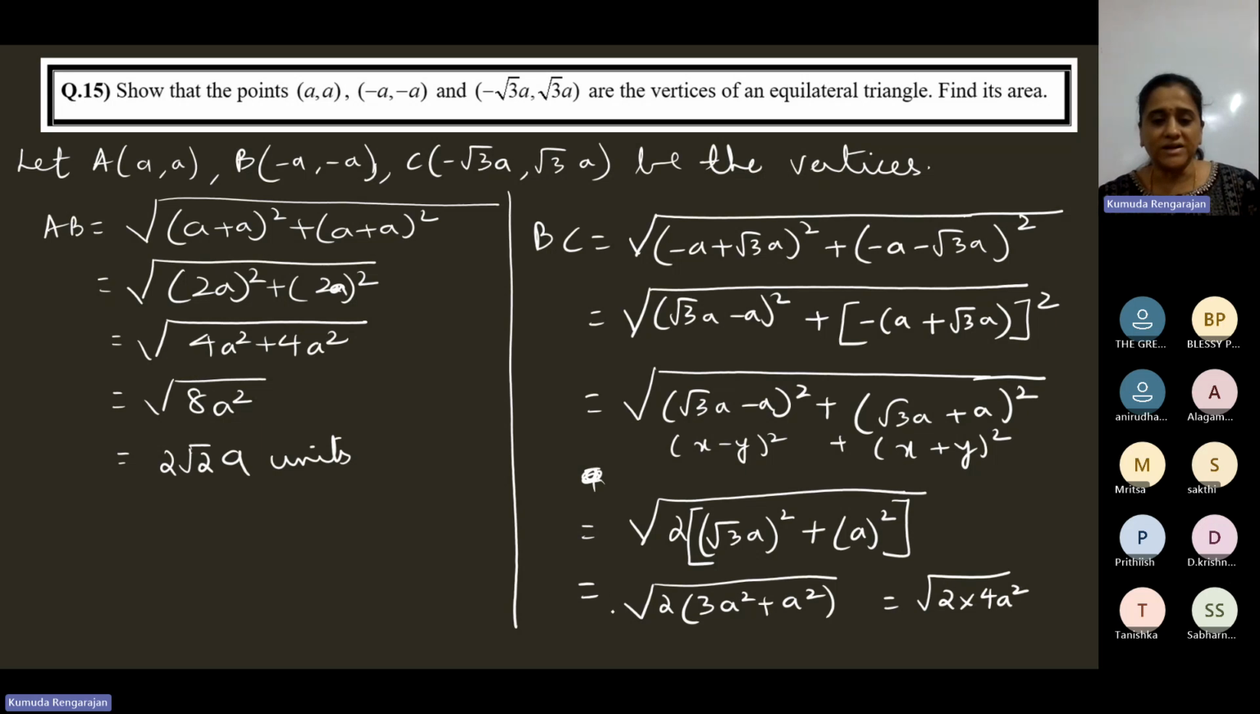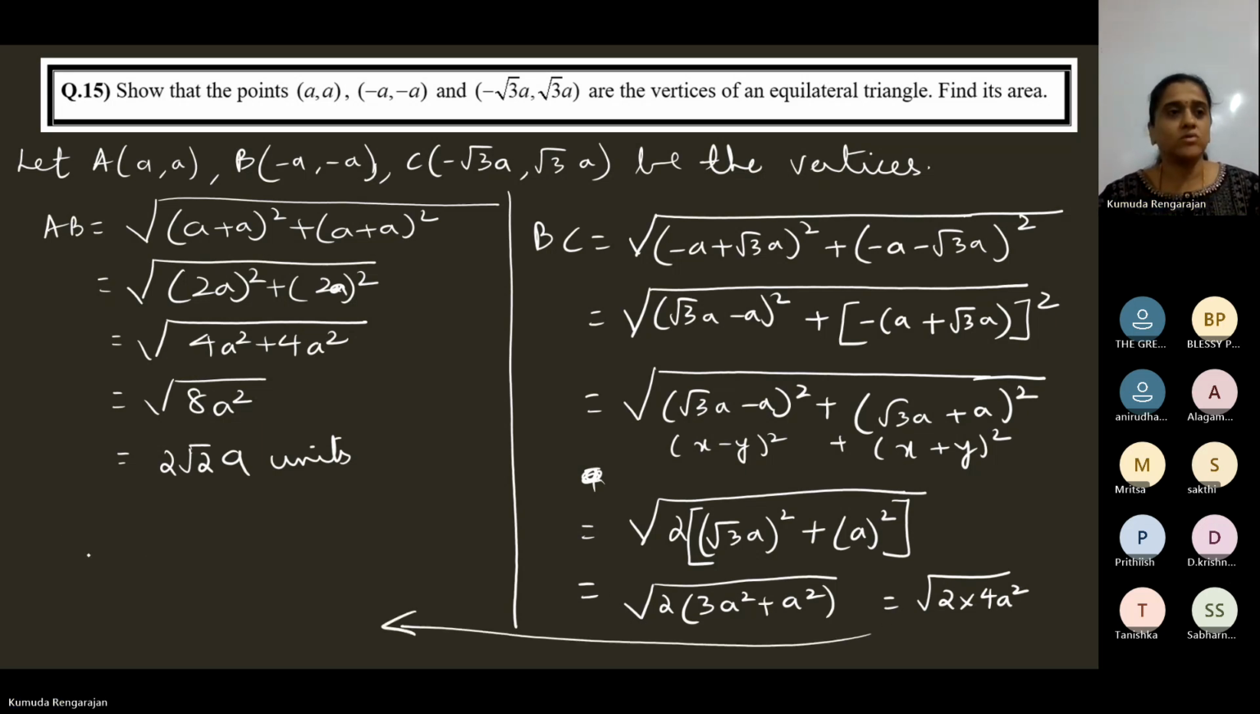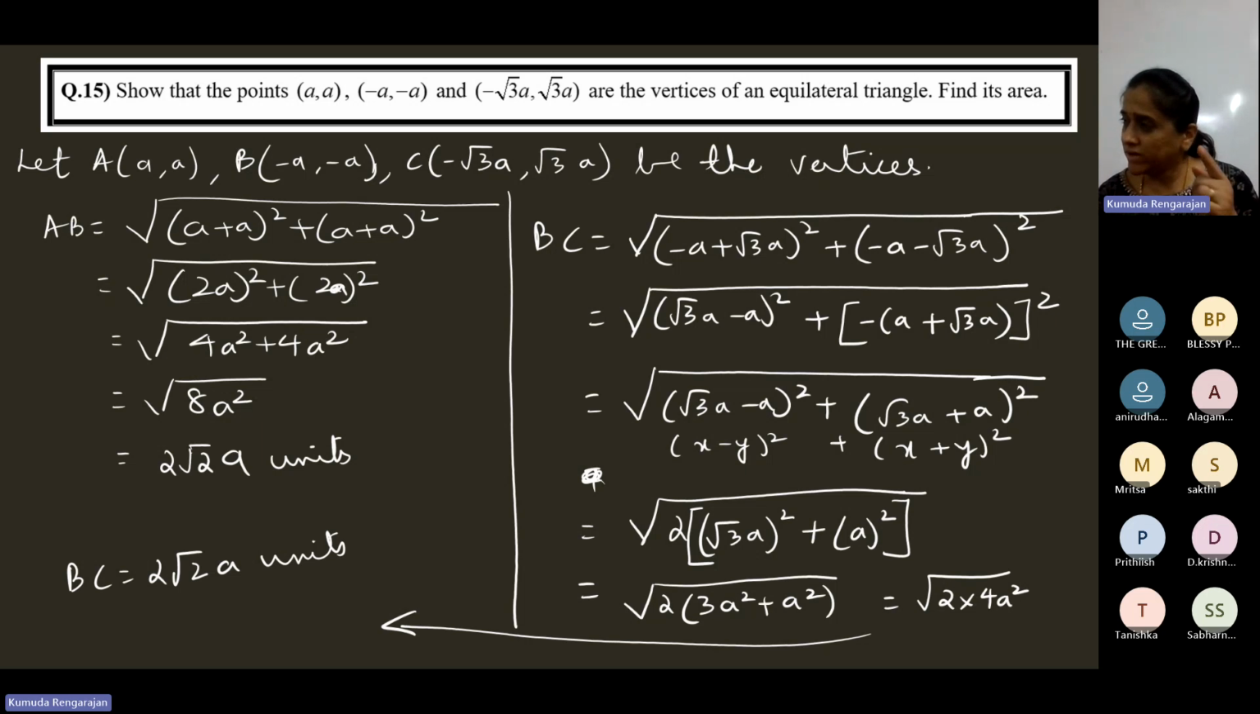Correct? I'll just continue this part here, okay? So 4 comes out of the square root as 2, but that 2 remains under the square root. So root 2, a units. 4 comes out as 2, but the 2 remains under the square root and a square comes out as a. So 2 root 2a units. So AB is 2 root 2a units. BC is also 2 root 2a units.